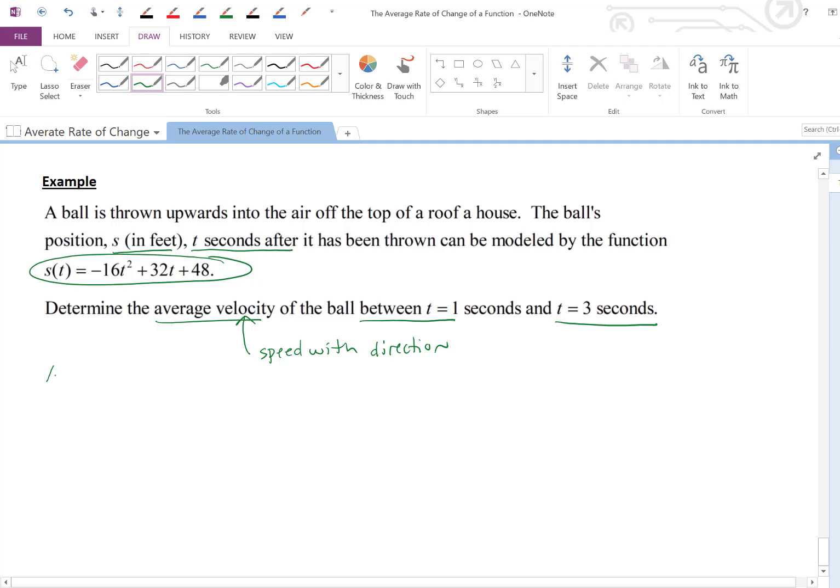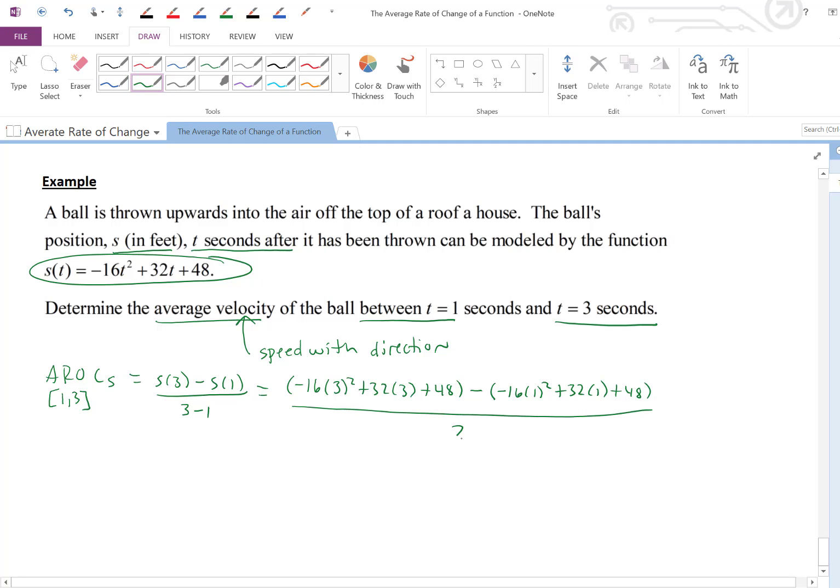So what are we going to do? The average rate of change of this function s over the interval 1 to 3 is given by s of 3 minus s of 1, the change in the output direction, over 3 minus 1. And now we've got to plug it in. So s of 3 is negative 16 times 3 squared plus 32 times 3 plus 48. And then minus the quantity, negative 16 times 1 squared plus 32 times 1, and then plus a 48, all over 2.